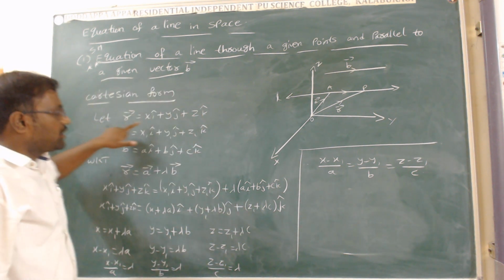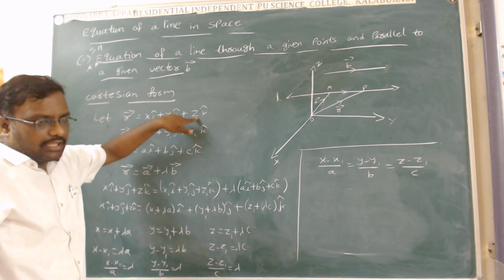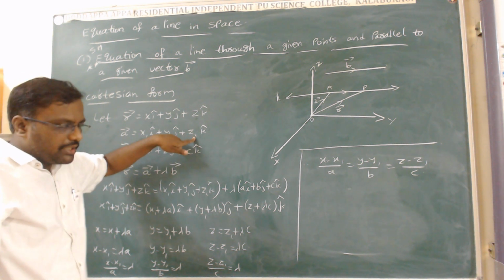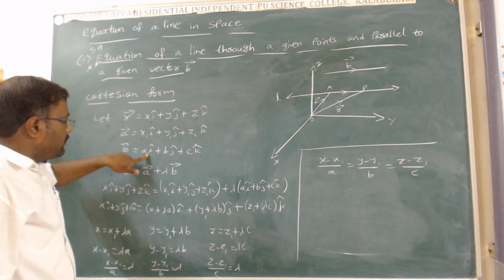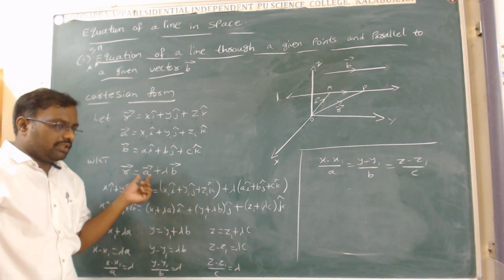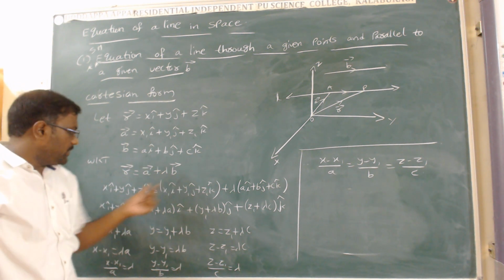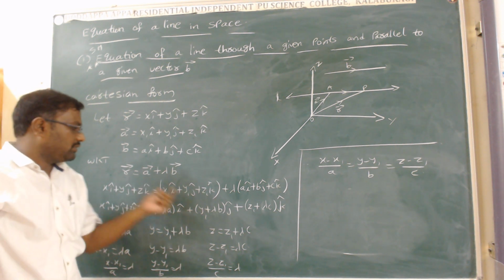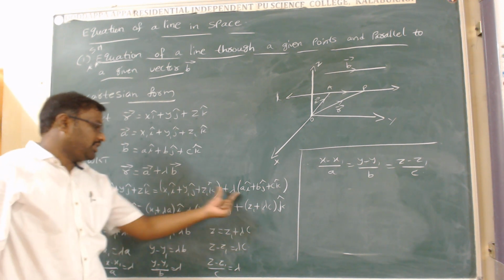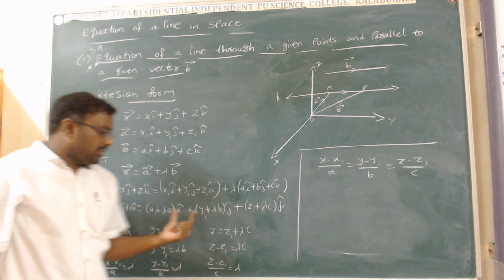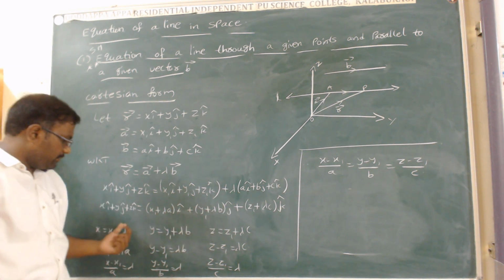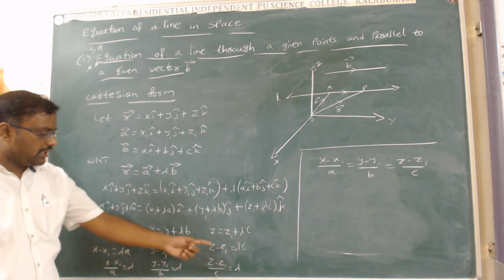Let vector r equal xi plus yj plus zk, vector a equal x1i plus y1j plus z1k, and vector b equal ai plus bj plus ck. We know that vector r equals vector a plus lambda of vector b. Now substitute the values of vector r, vector a and vector b. Next take i term one side, j term one side and k term one side. Then equate the i term, j term and k term, so we get x, y and z values.